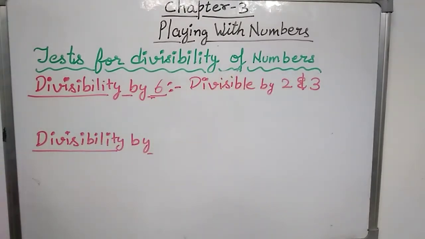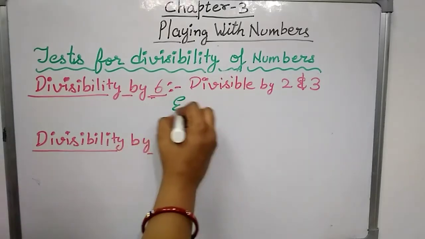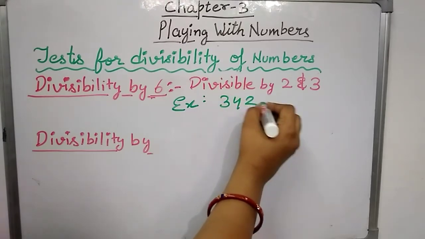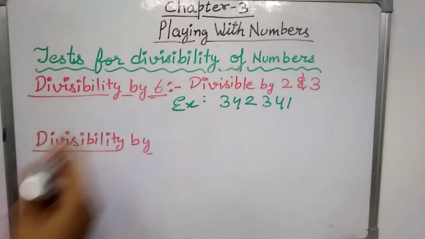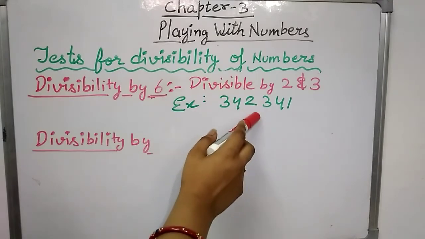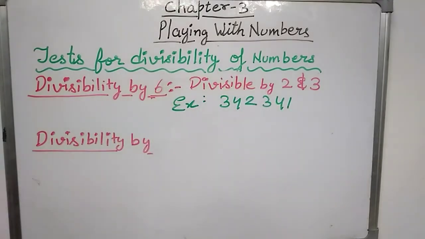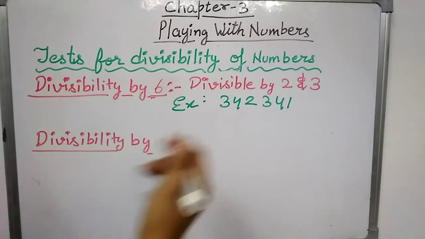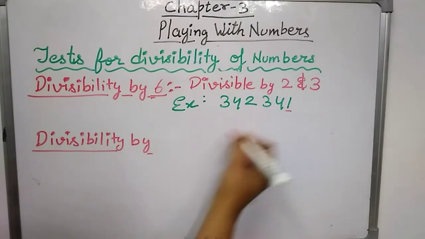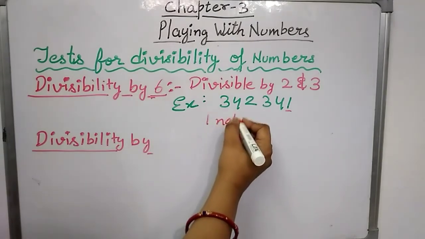For example, there is a number 342341. So for this we will check whether it is divisible by 2 or not, and by number 3 also. For checking divisibility of 2, ones place digit is 1. 1 is not divisible by 2.